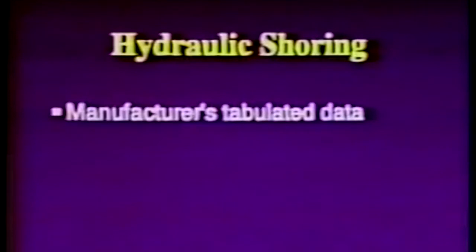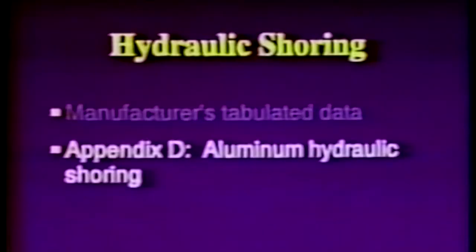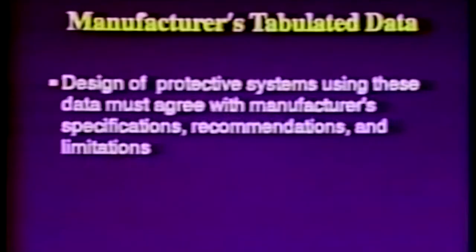Hydraulic shoring of trenches calls for use of either Option 2, manufacturer's tabulated data, or Appendix D, aluminum hydraulic shoring. Appendix D is to be used when manufacturer's tabulated data are not available. The second option is to use manufacturer's tabulated data. Design of support, shield, or other protective systems using these data must agree with all specifications, recommendations, and the limitations issued or made by the manufacturer.